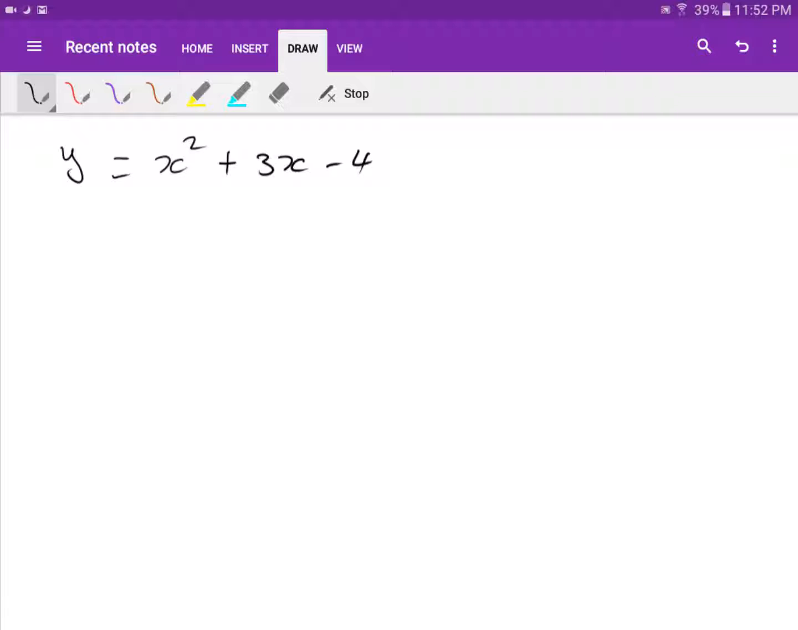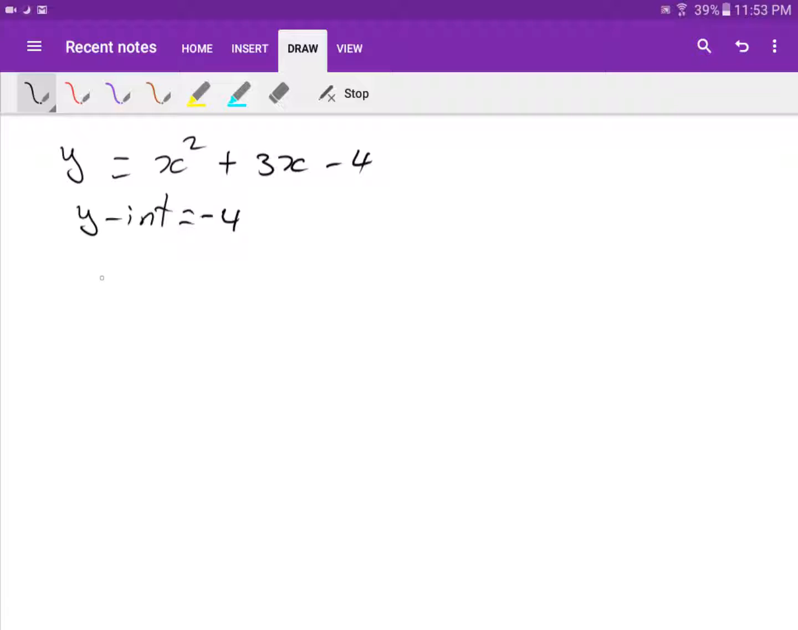Okay, now let's get into this. Step number 1, I find the y-intercept first. Easier. You can find the x-intercept first, it doesn't really matter, but finding the y-intercept is easier. The y-intercept is when x is 0, so this becomes 0, this becomes 0. So the y-intercept is negative 4.